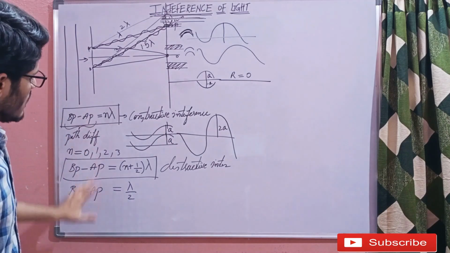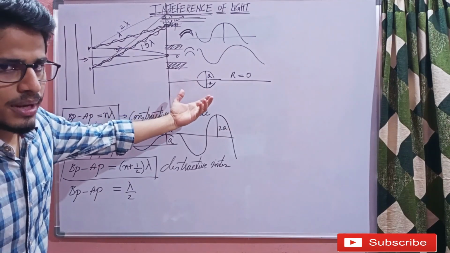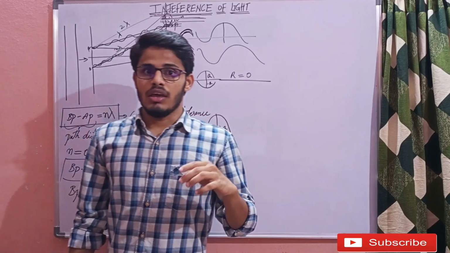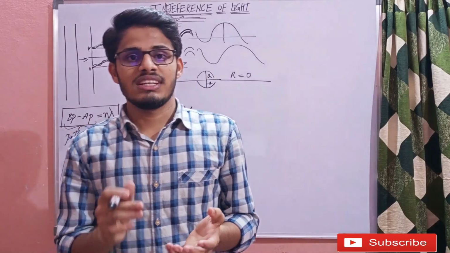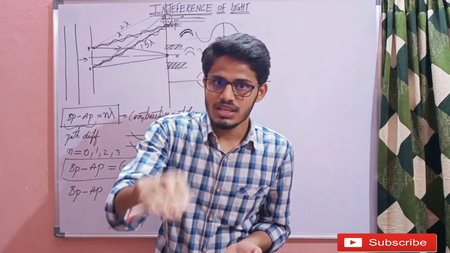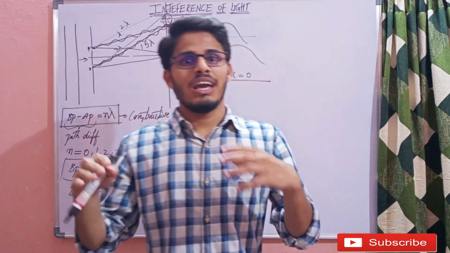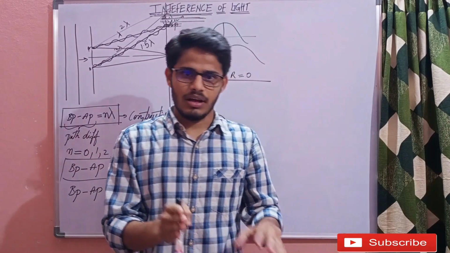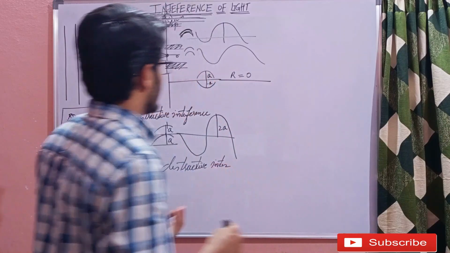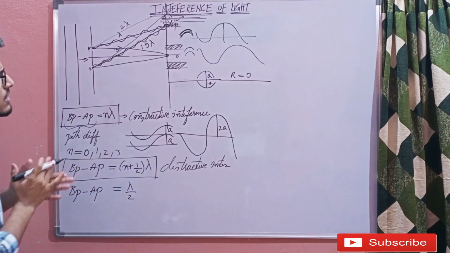Got it? So this is how Young explained the interference phenomenon by using the principle of superposition. If you are using the principle of superposition, that thing on which you are using the principle of superposition should have wave nature. So that's how we have proved light has wave nature.